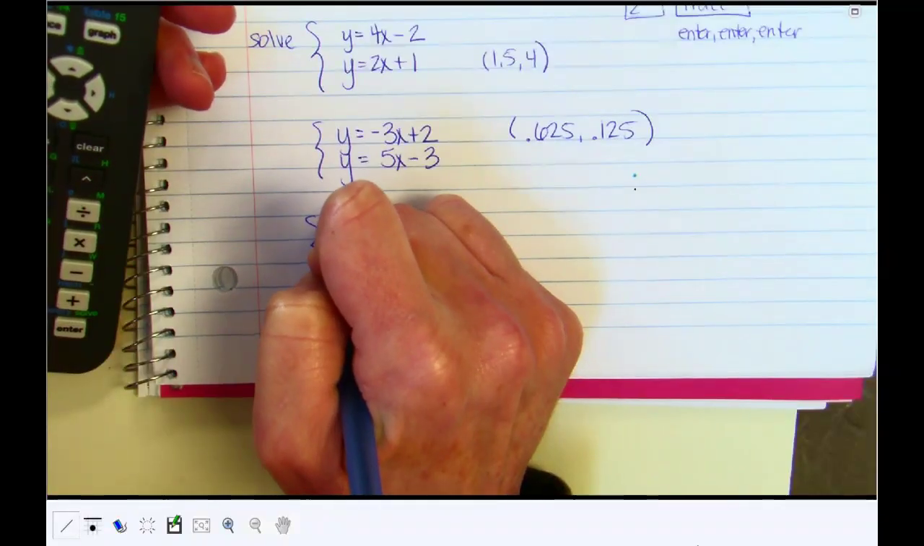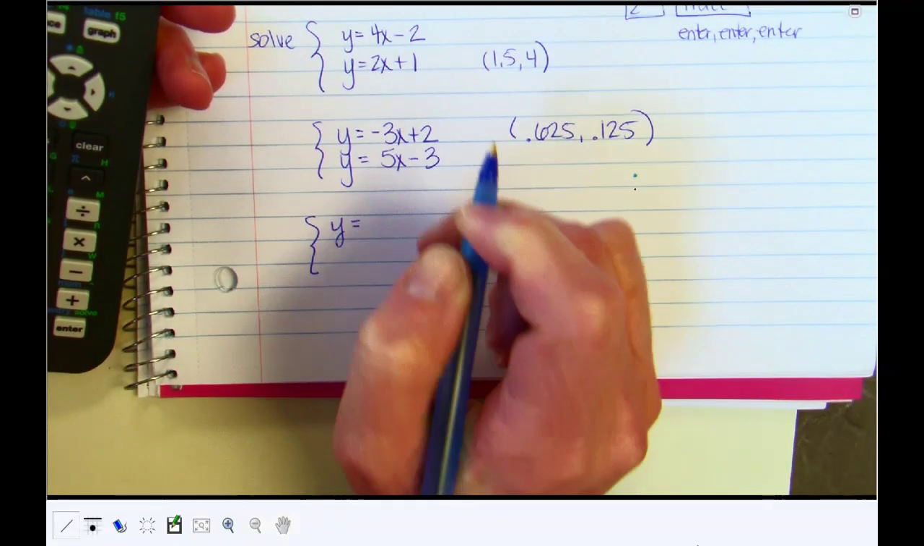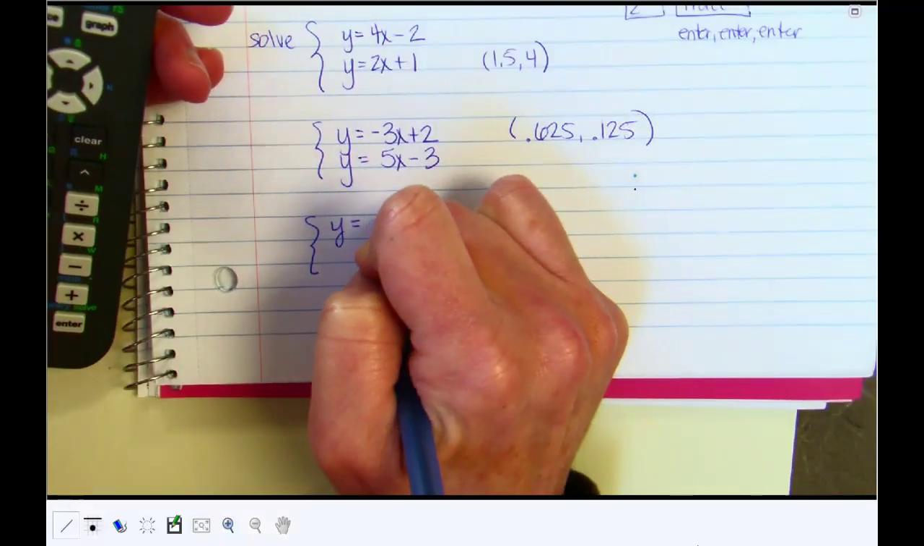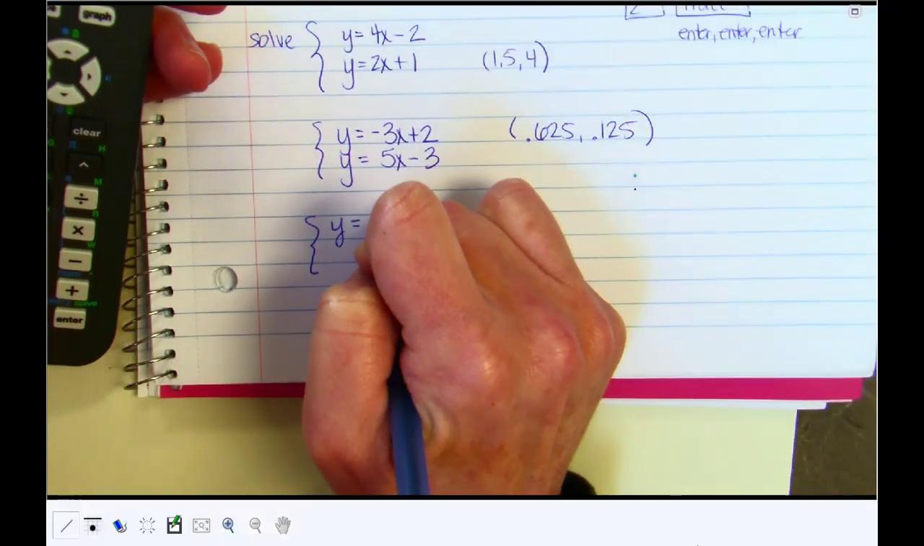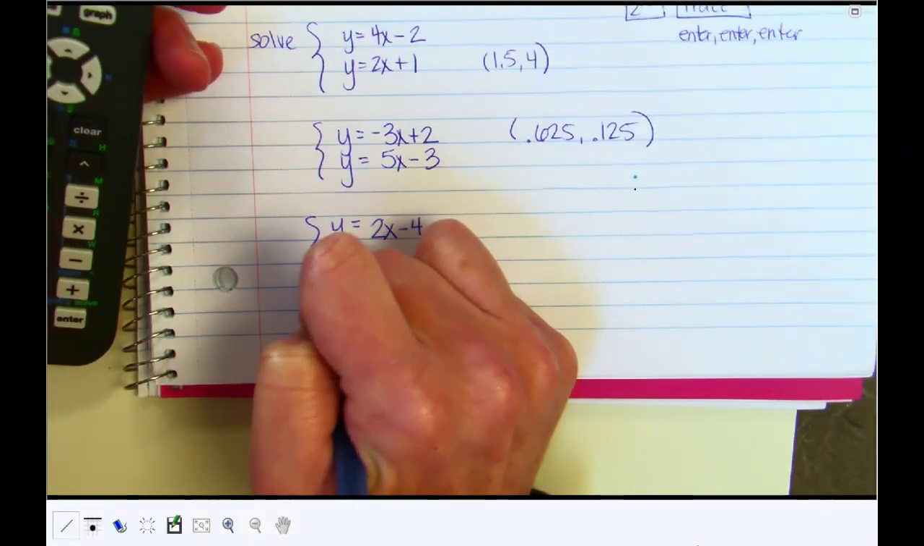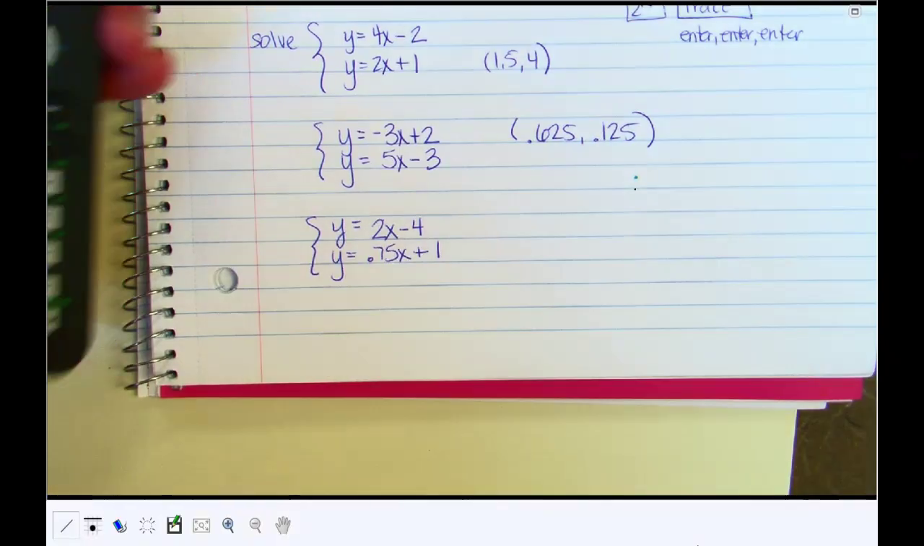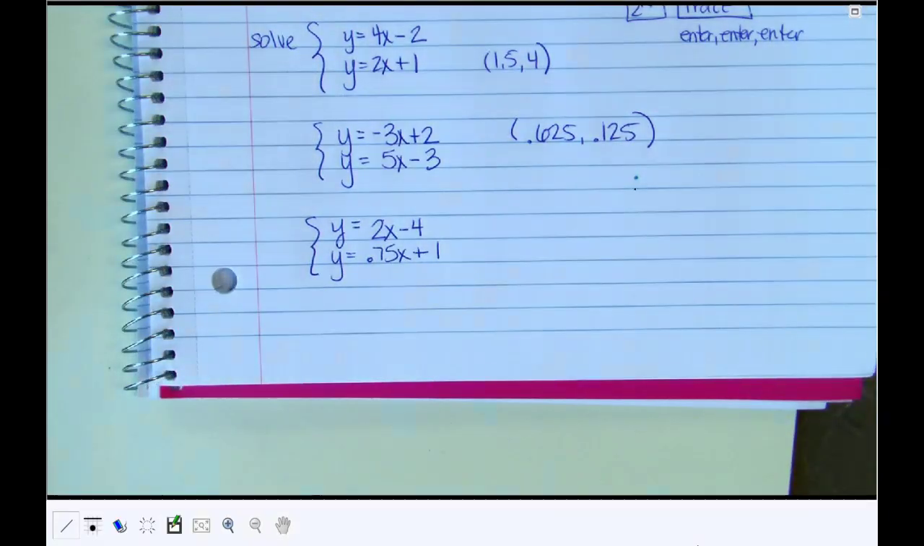Mine originally said what everyone else has said, and then it changed. That's weird. We'll see what happens this time. So let's start with y equals 2x minus 4 and y equals 0.75x plus 1. Okay, see what you can do.